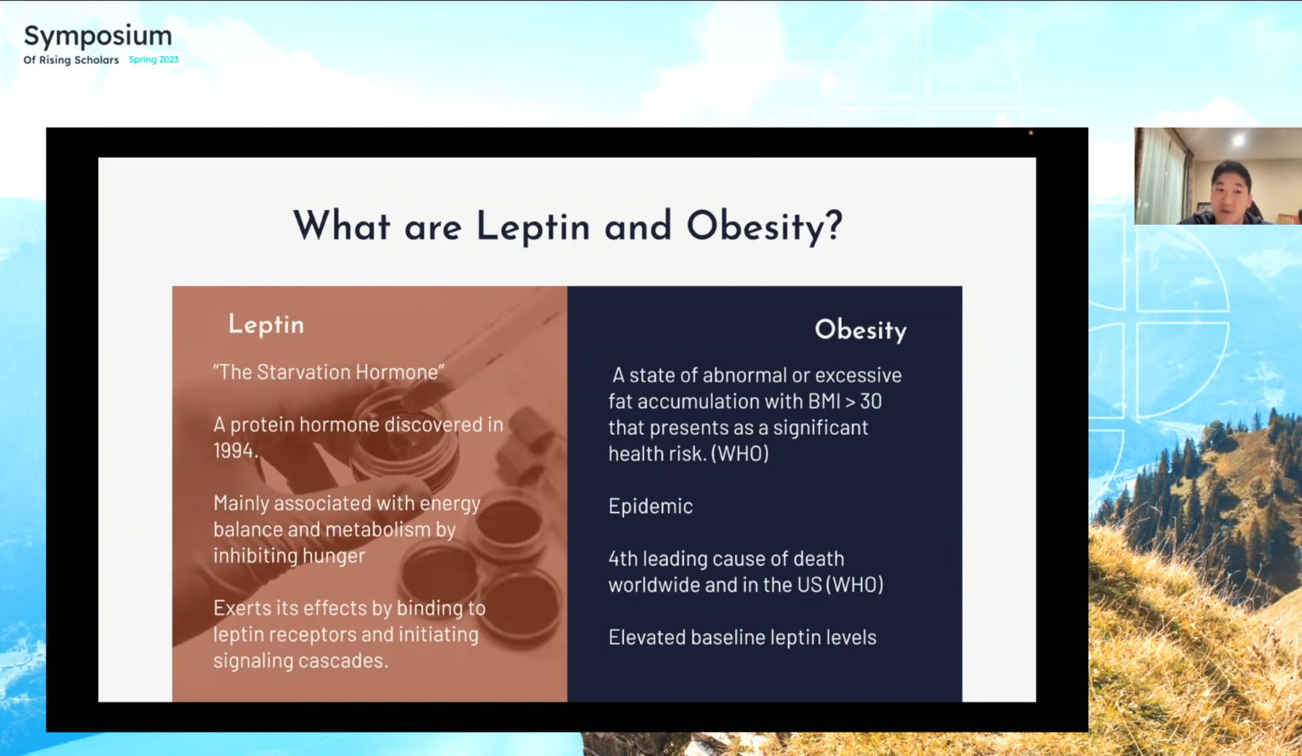As a hormone, leptin exerts its effects by binding to leptin receptors, typically located on cell membranes, and then initiating a signal cascade. By definition, obesity is an abnormal and excessive accumulation of fat that presents a risk to one's health. This is defined in BMI metrics by a BMI over 30. The World Health Organization and greater scientific community considers obesity to be a global epidemic. The WHO also ranks obesity to be the fourth leading cause of death worldwide and in the United States, with 3,300,000 annual deaths respectively. Obese individuals have also been shown to have higher baseline levels of circulating leptin than normal weight individuals.